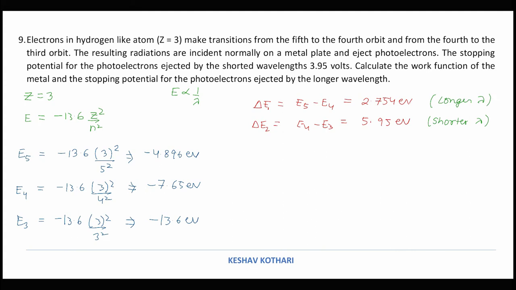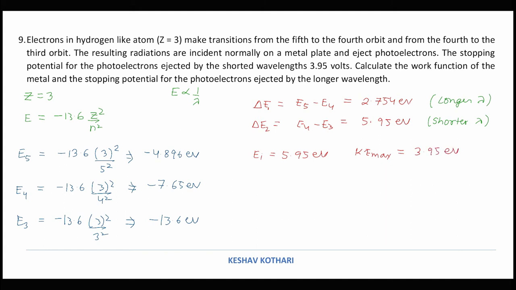So now the question is saying that the stopping potential for the photoelectrons ejected by the shorter wavelength was 3.95 volt. So from here I can say that for the incident energy of 5.95 electron volt, the stopping potential was equal to 3.95 volt, or I can say that the maximum kinetic energy of the emitted photoelectron is equal to 3.95 electron volt.